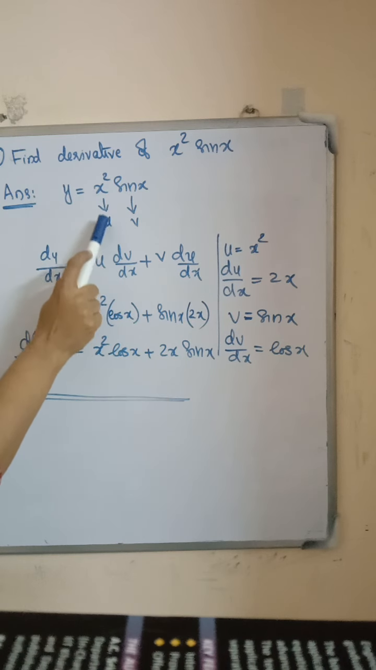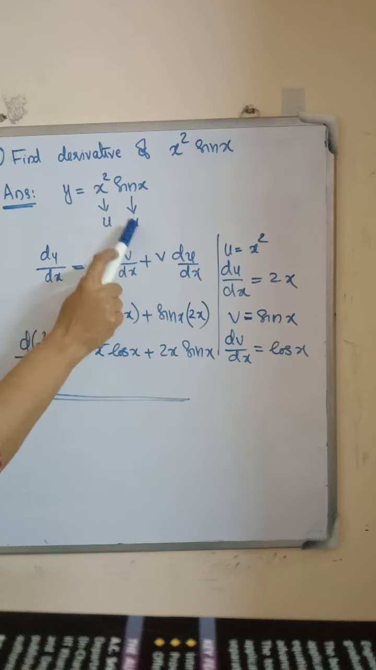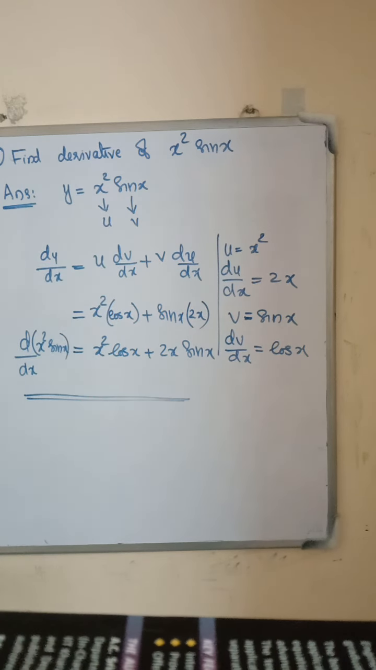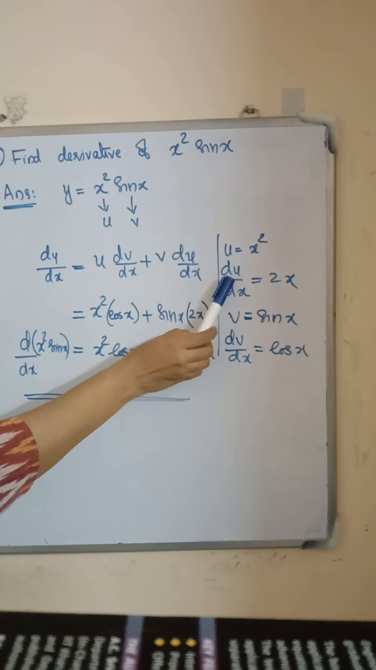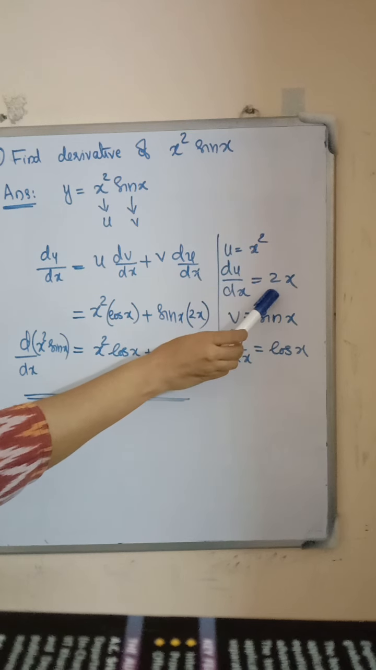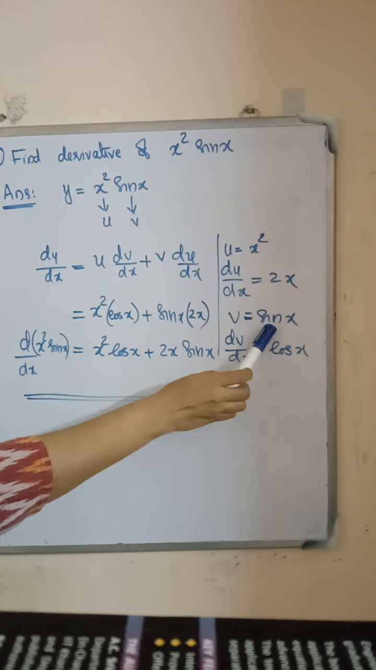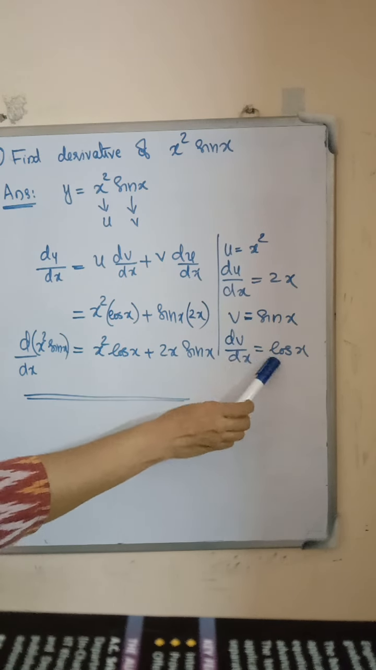Here the first function u is x square and the second function v is sin x. So find the derivative of u. u is equal to x square. What is the derivative of x square? It is 2x. And v is equal to sin x. The derivative of sin x is cos x.